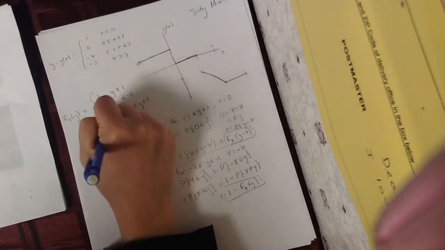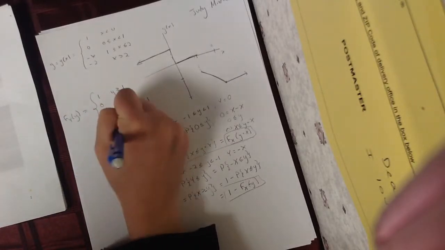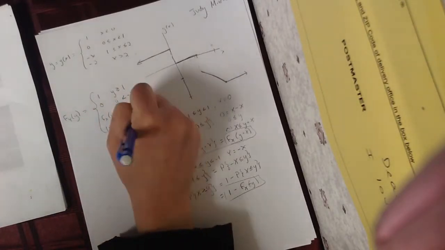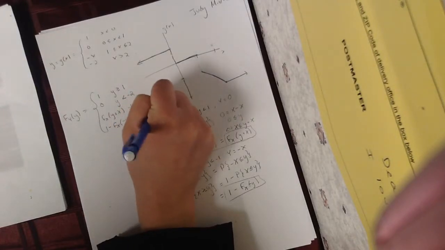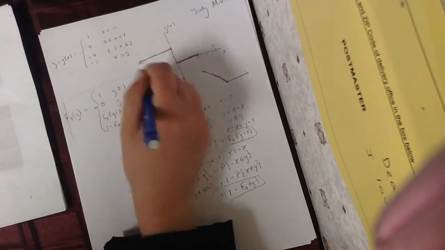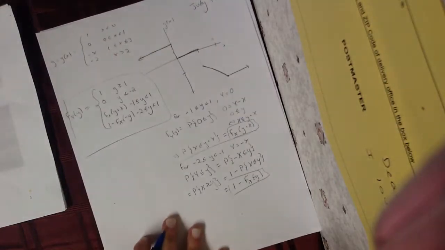So then we have 1 minus big F of x of negative y for negative 2 less than or equal to y less than negative 1. All right, and you'll notice now we have the entire graph defined. Big F of y is defined everywhere in terms of f of x. Can you see that still?